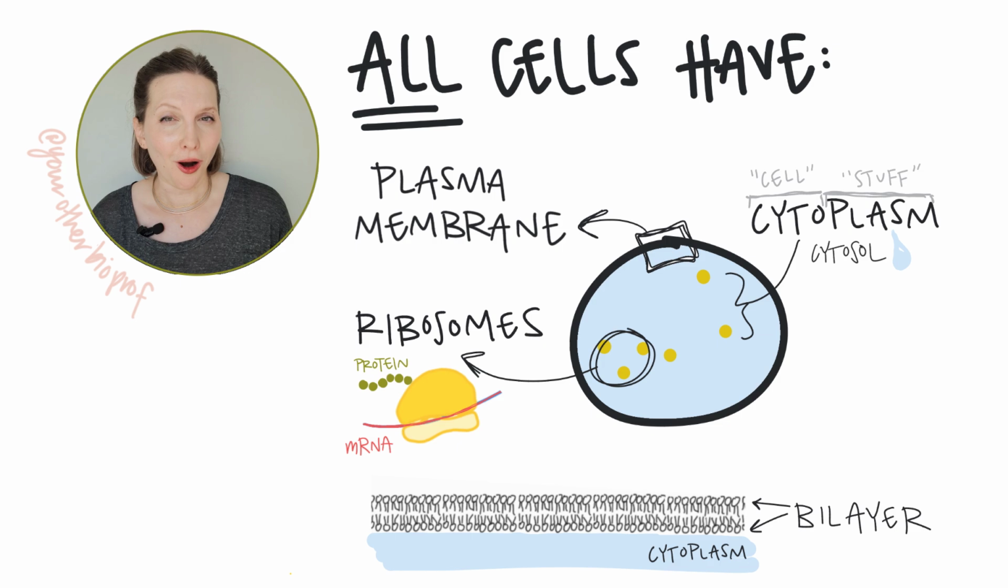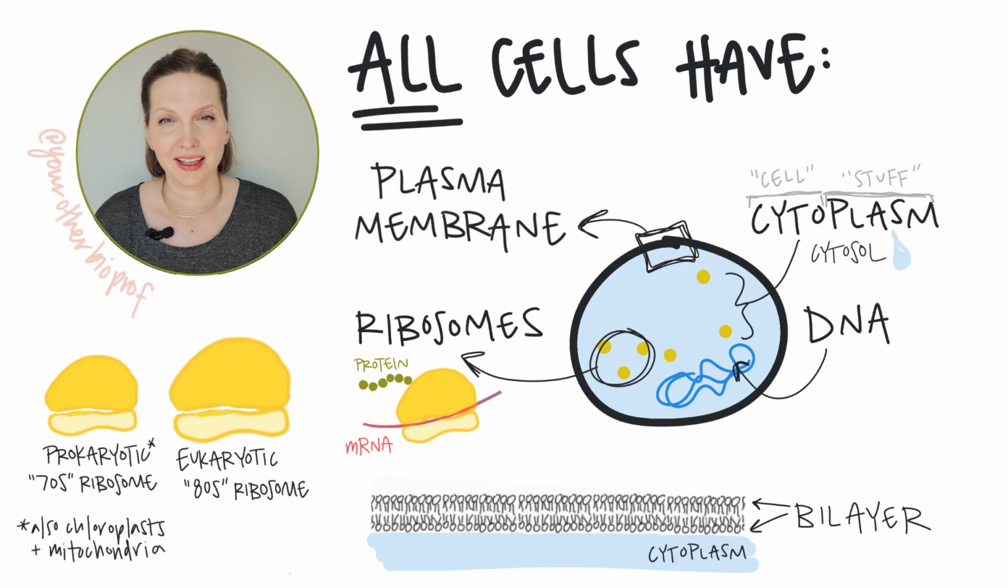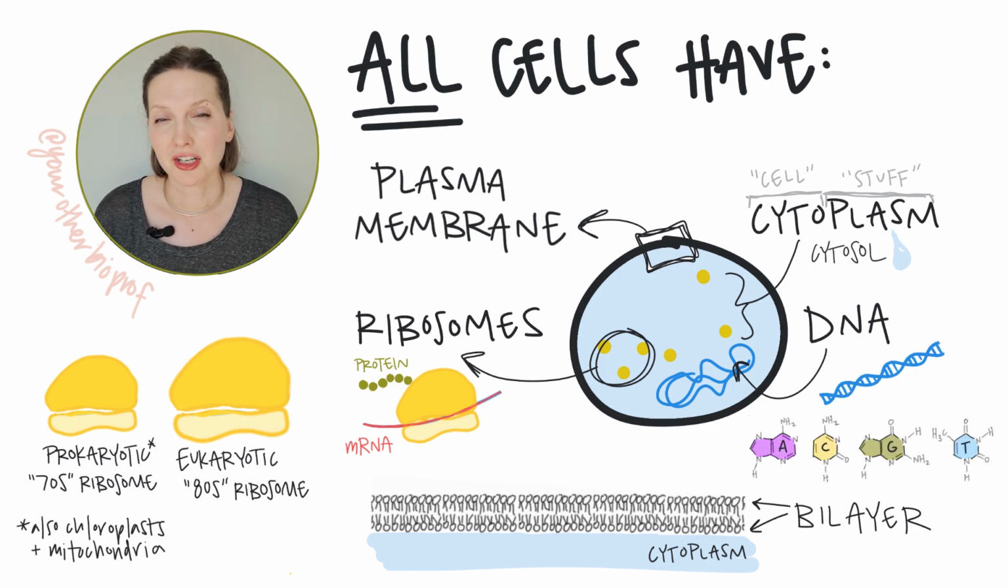Prokaryotic ribosomes are a little smaller than eukaryotic ribosomes and made up of different proteins and ribosomal RNA sequences, but they all do the same job. And of course, all cells need DNA. DNA holds the cell's instructions in a form that can also be passed to the next generation.